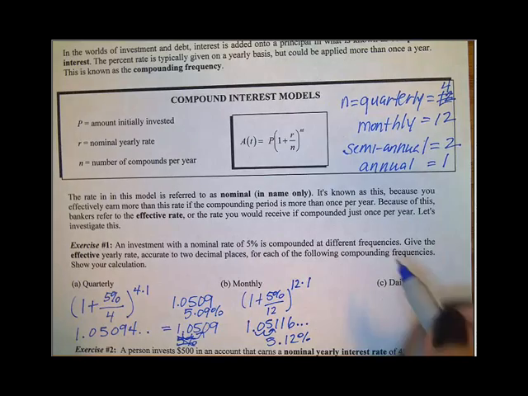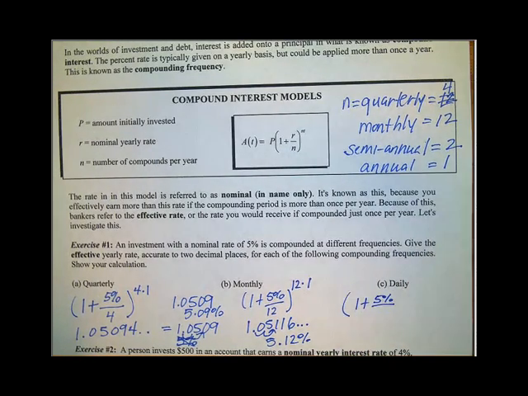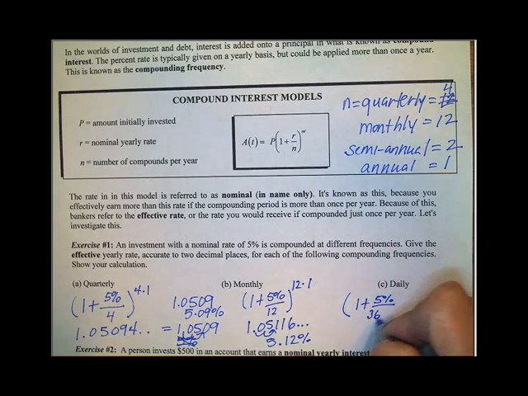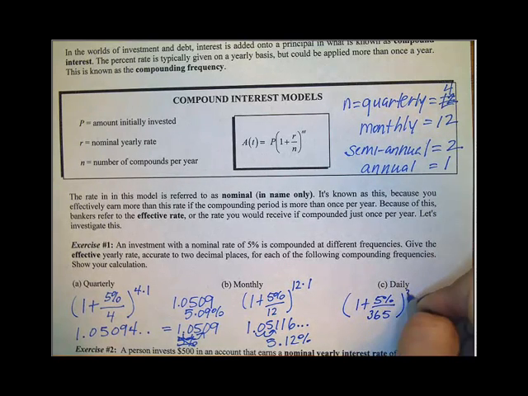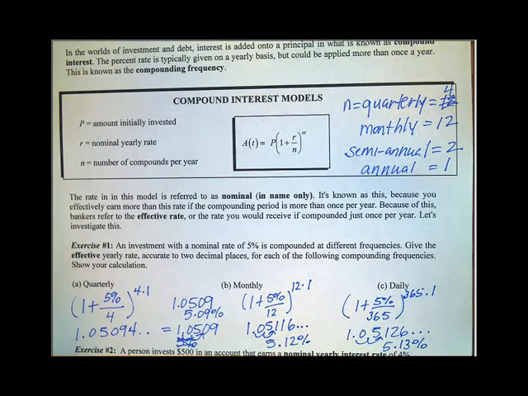So what about daily? So we have 1 plus 5%. Well, how many days are in a year? We're going to assume 365. So 365 times 1. So we get a decimal of 1.05126... So move it over 2. So we get a 5.13% on our money in each year.